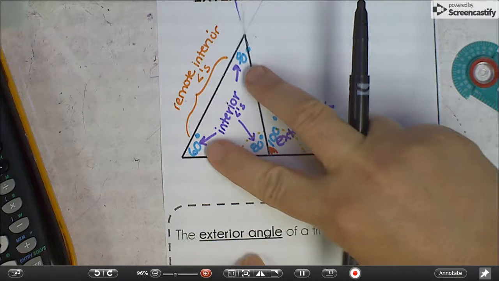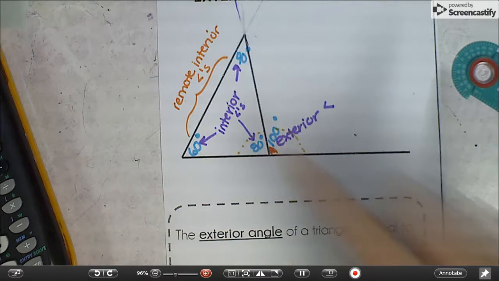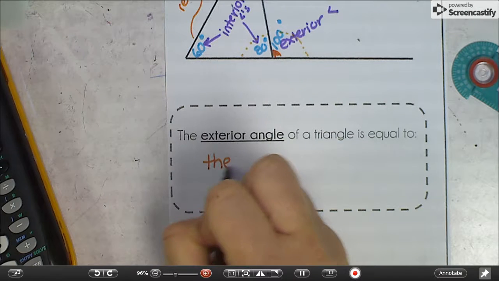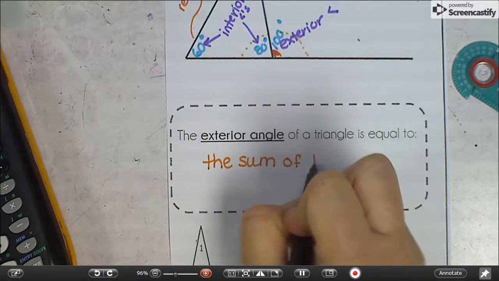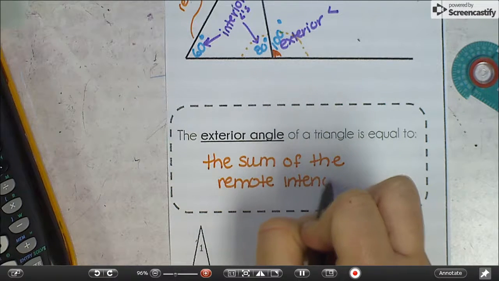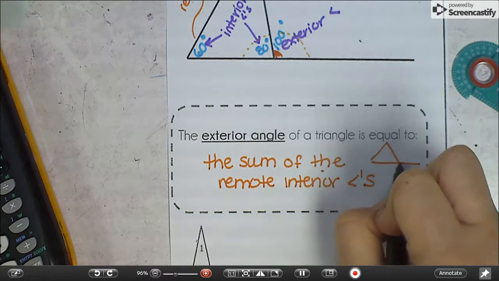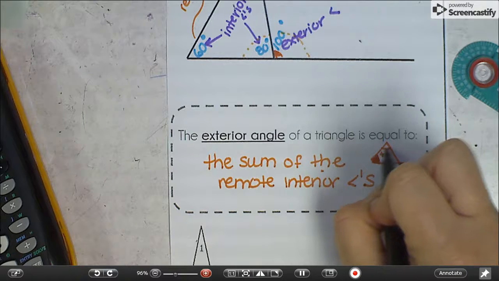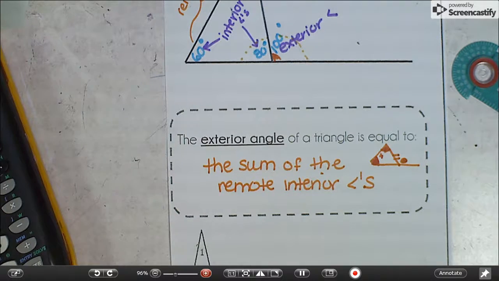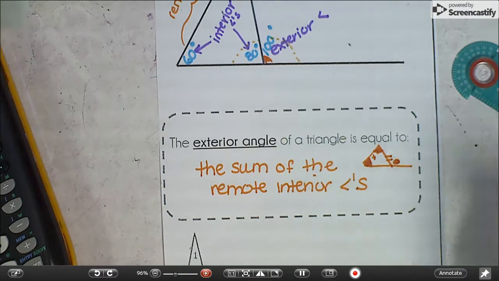Okay, and what do you notice about that? 60 plus 40 equals 100. So the rule is that the exterior angle of a triangle is equal to the sum, that means add, of the remote interior angles. All right, so a little visual that might help you. This plus this equals this. Okay. All right, and it's in a box, so make sure that's visible when you glue this into your notebook, because this is obviously important.